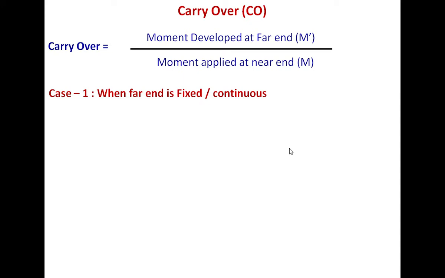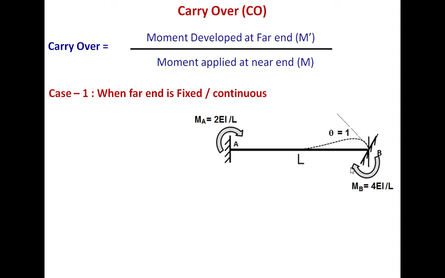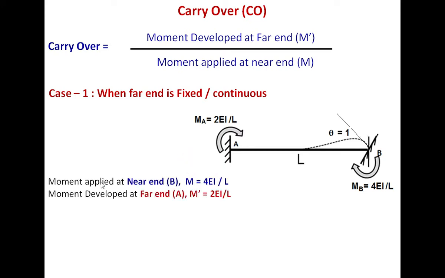So let us consider the first case, when the far end is fixed or continuous. We just saw this figure in which, at the near end, this is called the near end, if I apply a moment at near end B, which is 4EI by L, then at the far end, that is at point A, the moment developed is 2EI by L. So the moment applied at the near end is 4EI by L, and by doing it, the moment developed at the far end at this point is 2EI by L. We'll call it M dash, and this we'll call M.